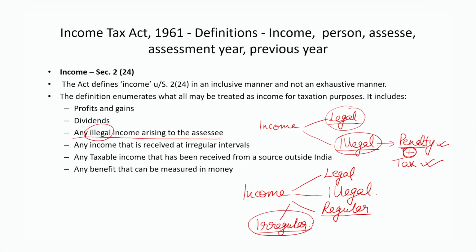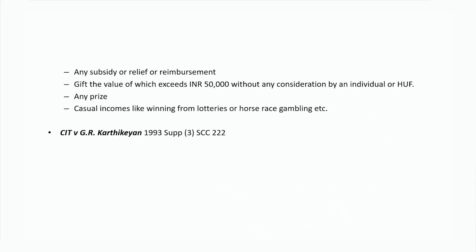But when we talk about taxation, we are not bothered whether your income was a regular one or an irregular one. Everything gets included when we look at taxation as a concept, because we are going to look at your overall income, right? Okay. So let's look at this case of CIT versus GR Karthikeyan.